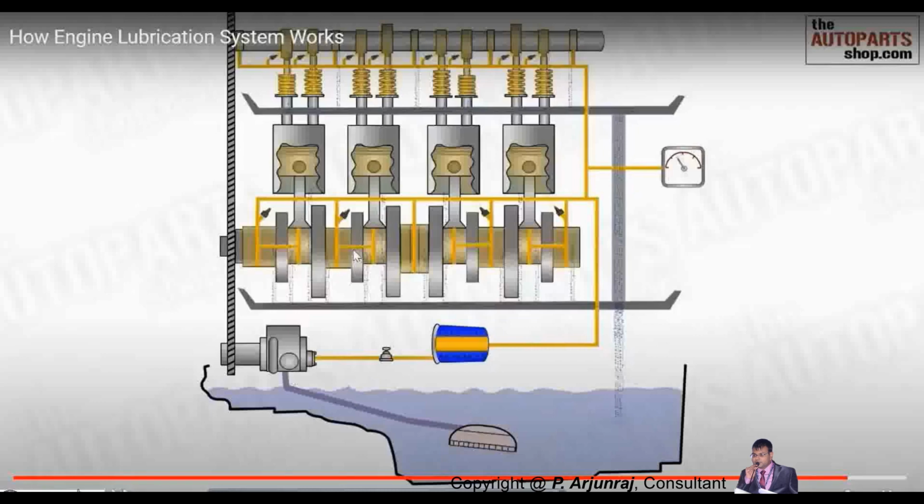So that's the reason that when the engine is running at high RPM or running continuously, the oil temperature is also going to increase. And you also have an alarm when the oil temperature goes beyond the limit. You get an alarm. Accordingly, you can stop your vehicle and take some corrective action.